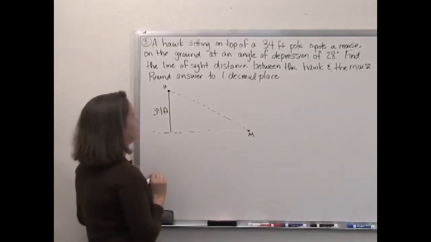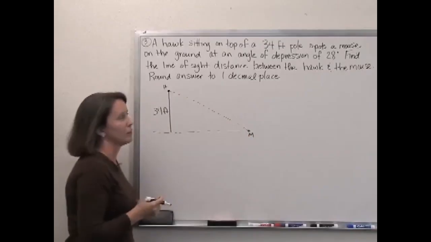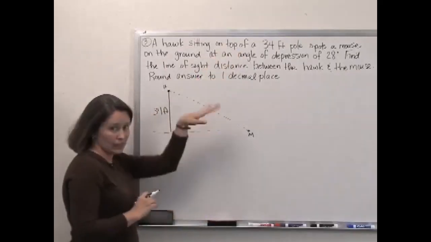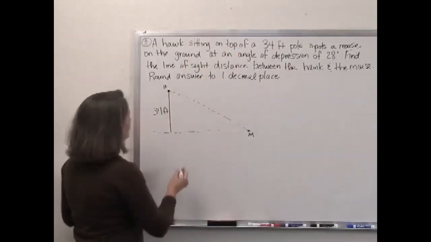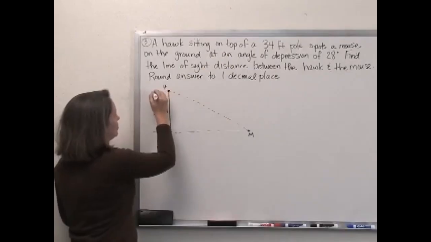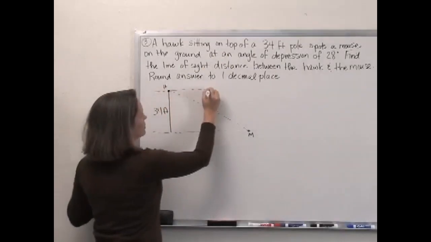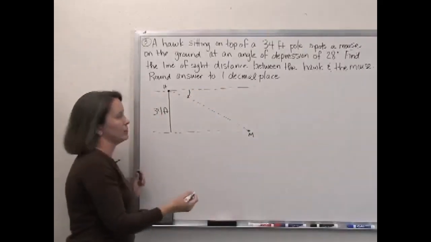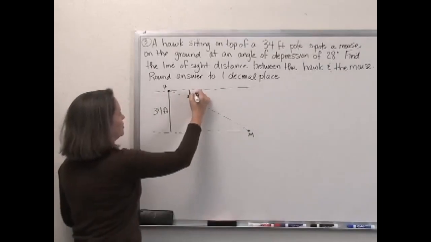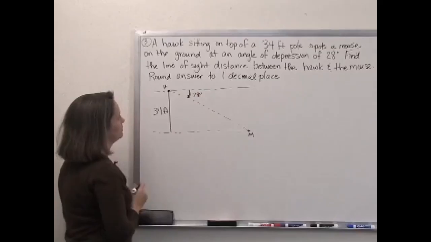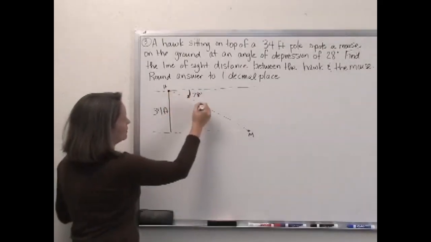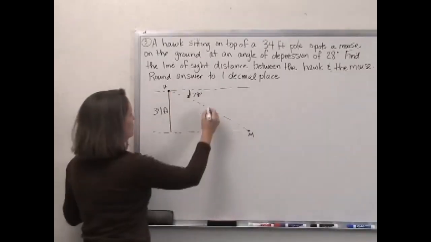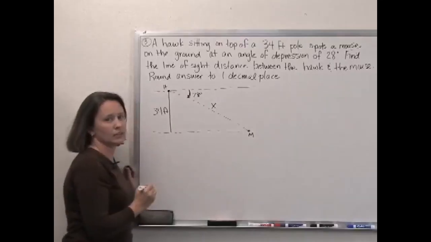Okay, well, we have one other piece of information we need to place on our picture. The angle of depression from the hawk looking down to the ground is 28 degrees. Okay? So an angle of depression is relative to the horizontal, and it's depression, it's going down. So this is our angle of 28 degrees that we're given. This dotted line, the diagonal one here, that is the line of sight distance between the hawk and the mouse, and this is what we want to find, so let's call it X.